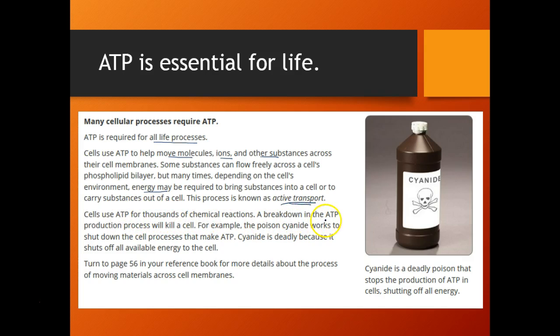A breakdown in the ATP production, so if we're not able to make ATP, will actually kill a cell because a cell cannot survive without ATP. So I'm sure you guys have heard of the poison cyanide. What cyanide does is it works to shut down the cellular processes that make ATP. So when you're exposed to cyanide, you're no longer able to make ATP, and thus your cells will eventually die, and eventually the organism will die as well.